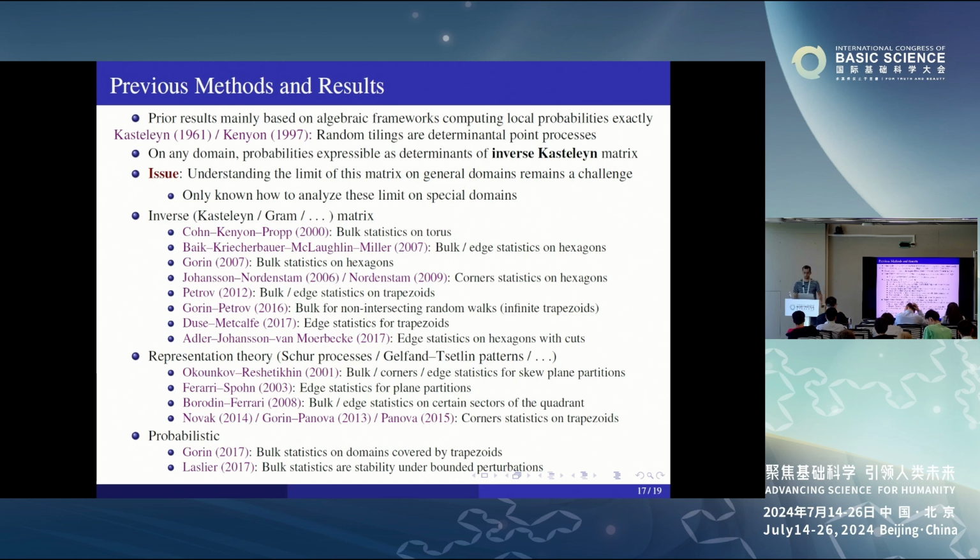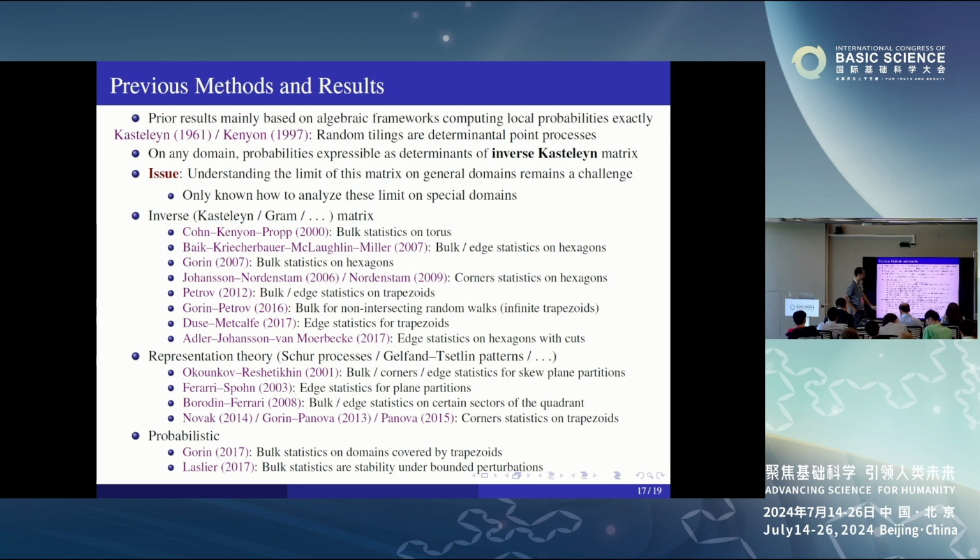The keywords are Schur processes or Gelfand-Tsetlin patterns. This was pioneered in the work of Okounkov and Reshetikhin, who were analyzing these limiting local probabilities for skew plane partitions. And over the subsequent decade or two, this technique has also been fruitful for analyzing these statistics on various other domains.